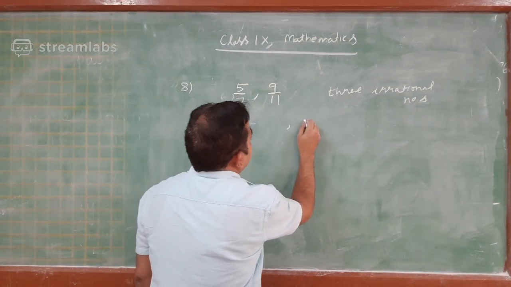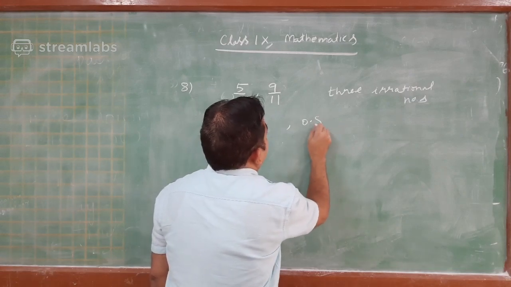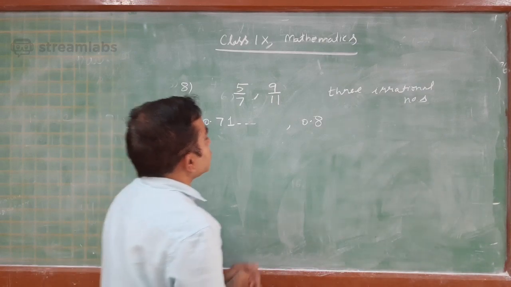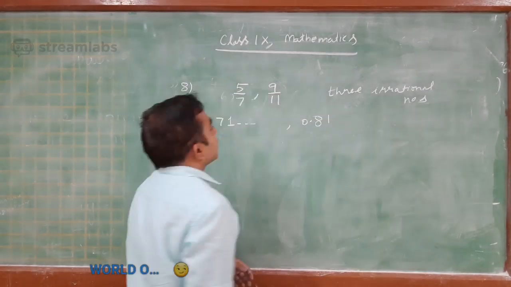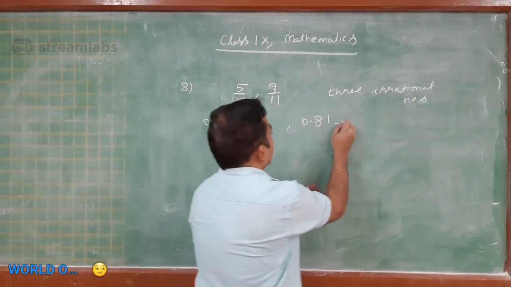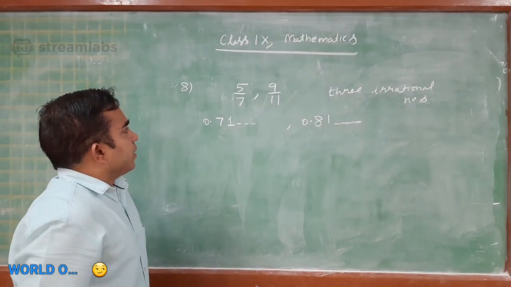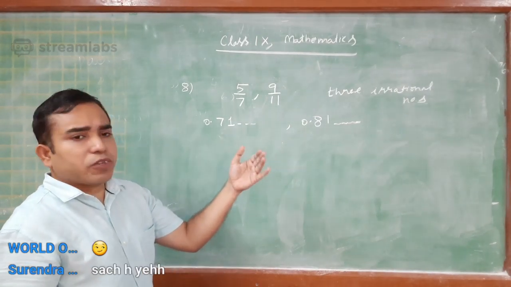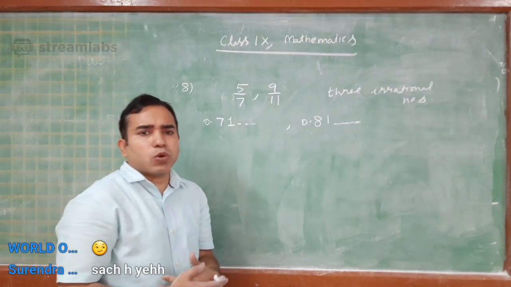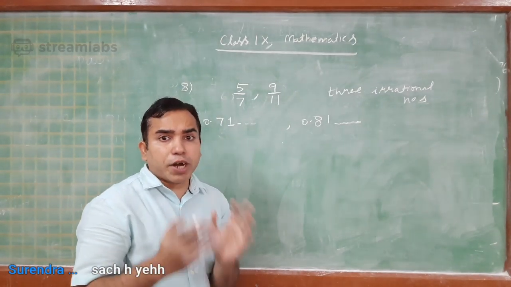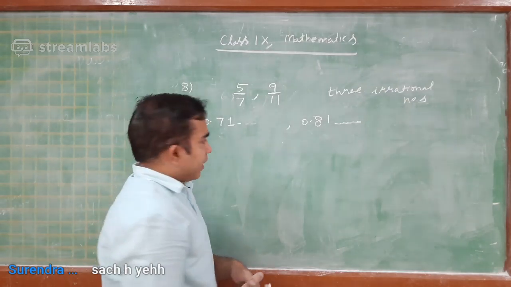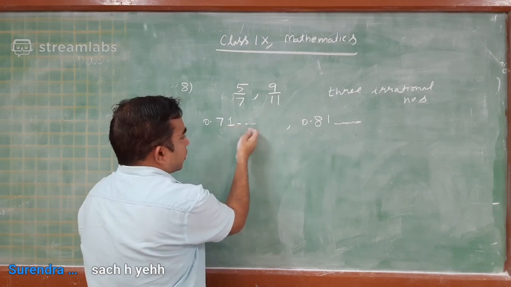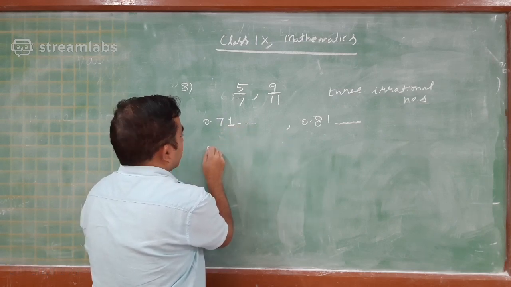9 upon 11 means 0.8, right? 90 upon 11, 11 eights are 88, 2, 20. 11 ones is 11. And some more digits will appear. Right? I think this is right. Now, you have to write 3 irrational numbers between them. Irrational numbers means those numbers which have non-terminating, non-recurring decimal expansion. So there may be many such numbers.